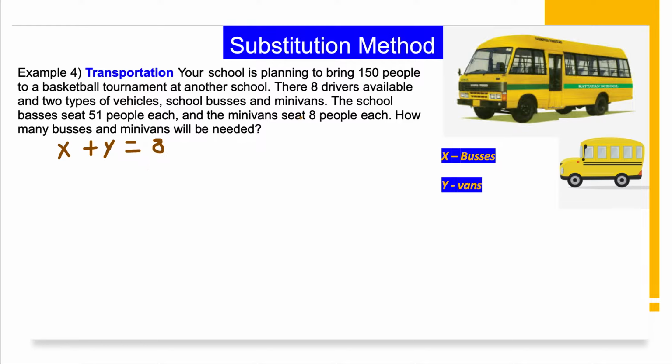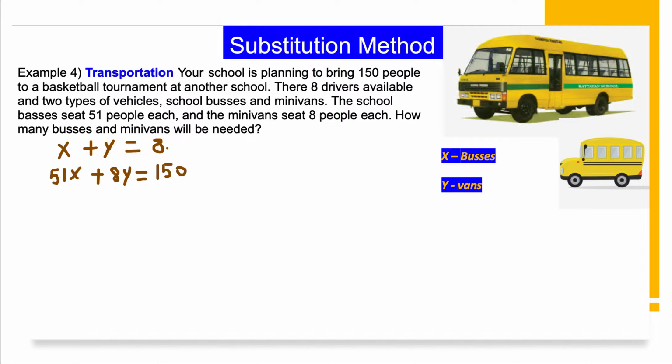And the other equation: the school buses sit 51 people, but the buses we write with the x, so let's write 51x. And now we are looking for the minivans. Here is a plus. Instead of the minivans, I'm writing 8 times y, 8y. And they have to bring all together to another school 150 people. So we already set up the system of linear equations. Now we can use the substitution method.